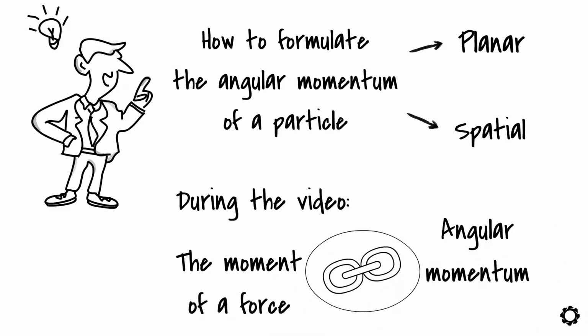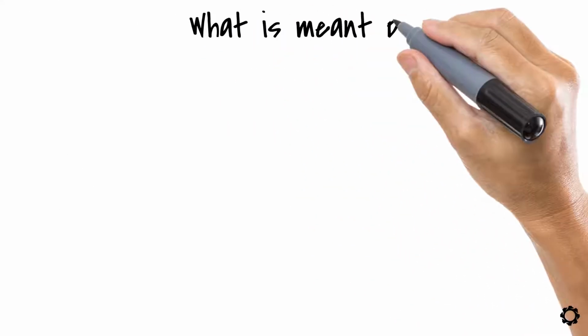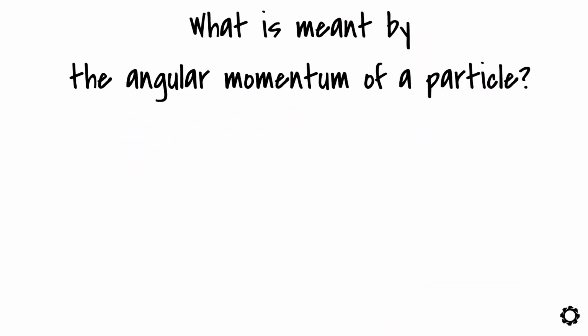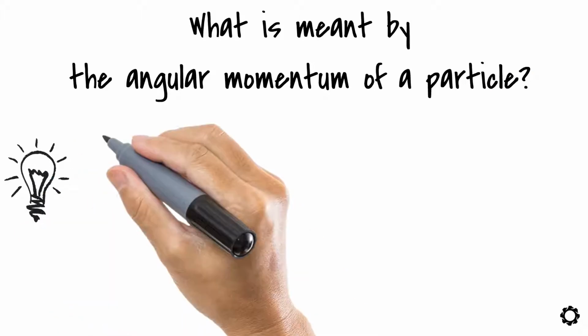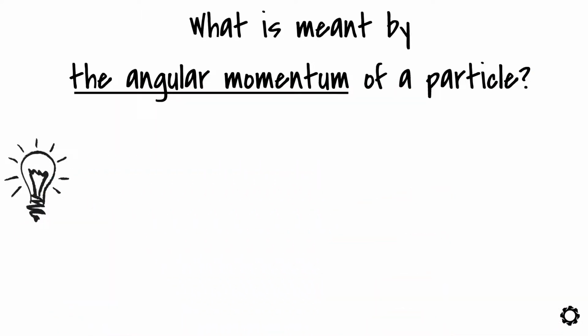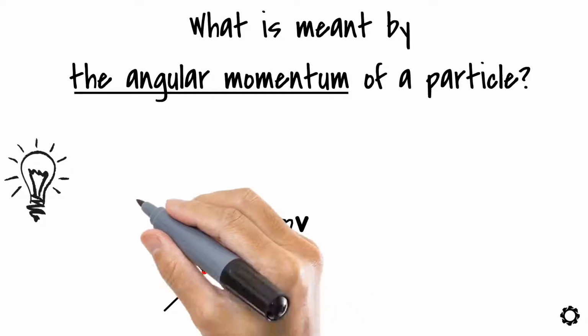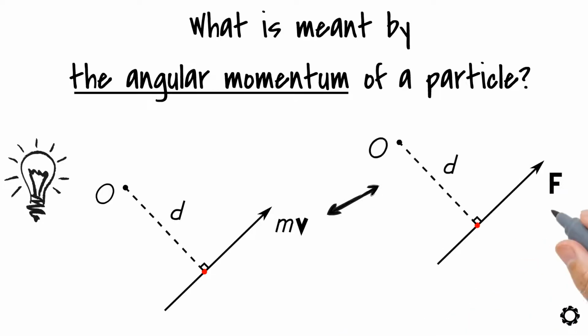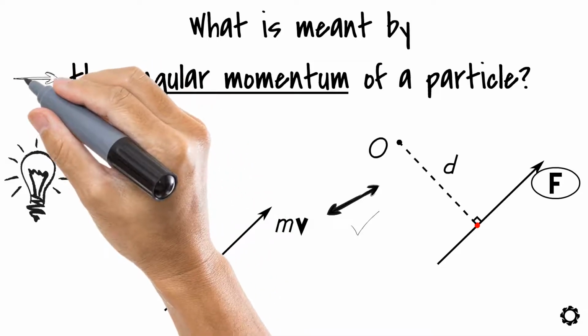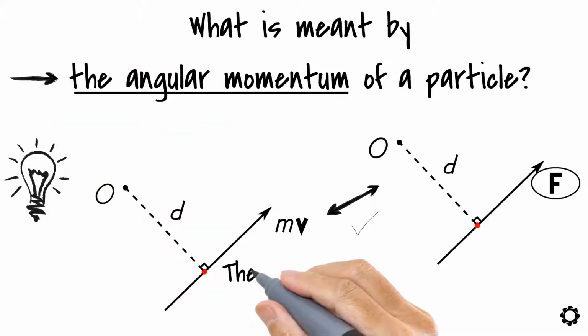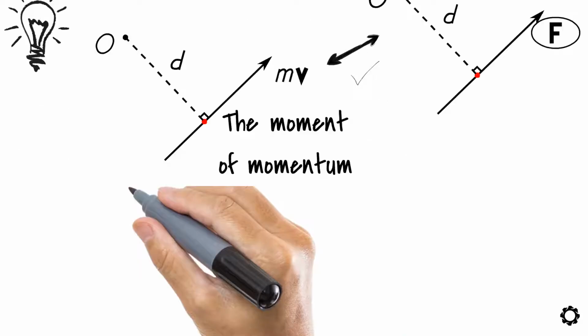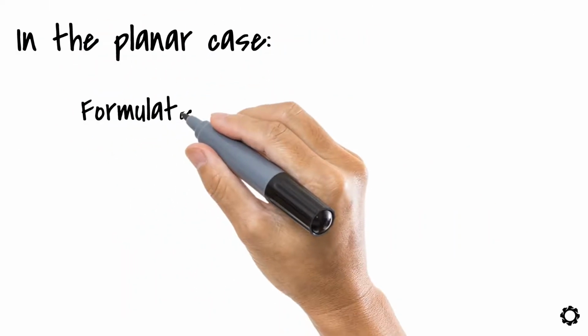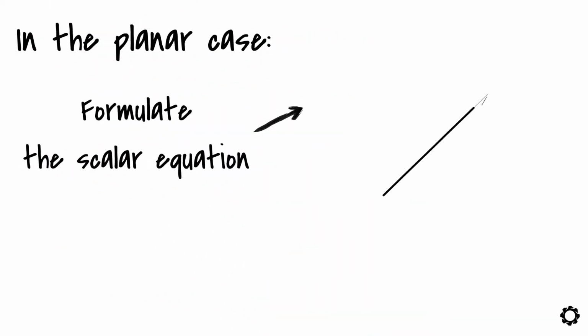Let's get started. Let's first discuss what is meant by the angular momentum of a particle. It's possible for us to consider the angular momentum to be a moment which is caused by the particle's linear momentum about a certain point. Now, can you notice the similarity to the moment which is caused by a certain force? Yes, they are similar, which is why we can also call the angular momentum of a particle the moment of momentum.